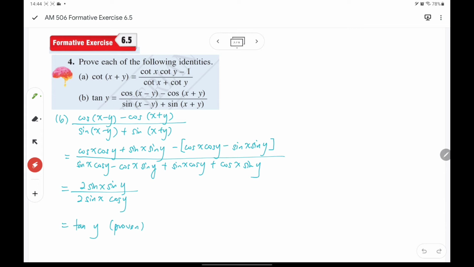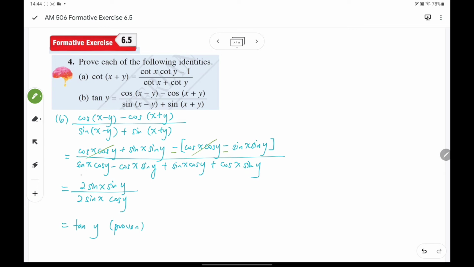Yes, we see cosine x cosine y minus cosine x cosine y. So basically, we have no more cosine x cosine y. We have only sine x sine y minus negative of sine x sine y. So we get 2 sine x sine y.